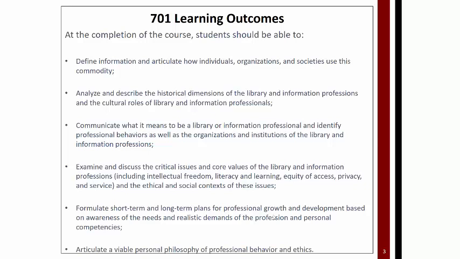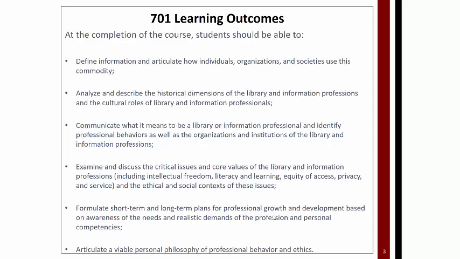Specific learning outcomes for 701. At the completion of the course, you should be able to define information and articulate how individuals, organizations, and societies use the commodity that information is. You'll be able to analyze and describe the historical dimensions of the library and information professions and the cultural roles of library and information professionals.